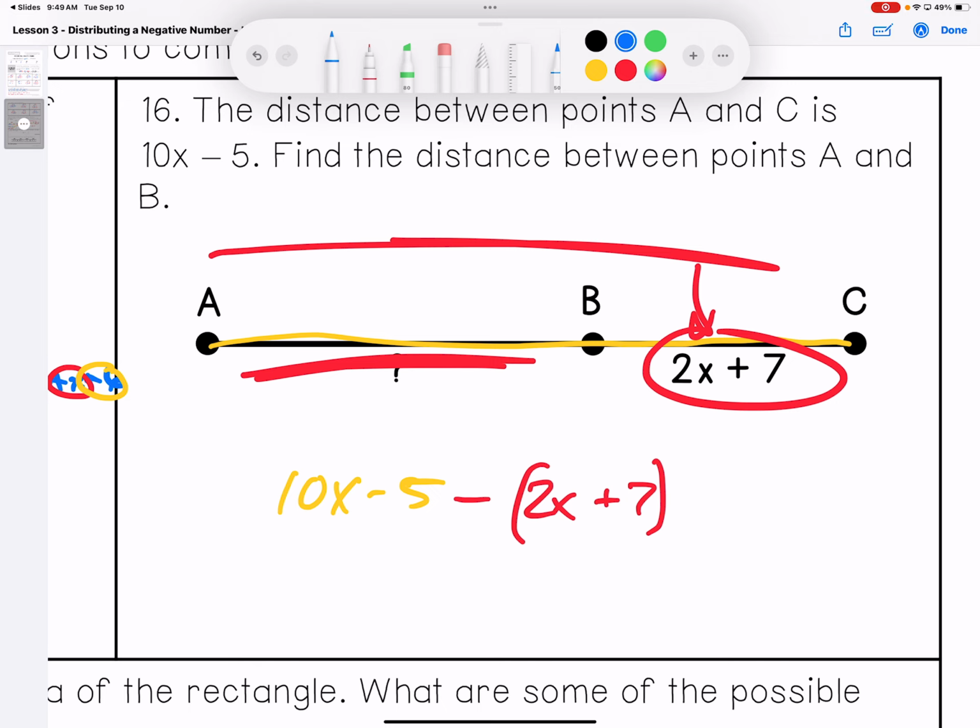Now, we have a distributive property there. So we have to take -1, 10x minus 5 minus 2x minus 7. Combine your x's and you get 8x. Combine your whole numbers and you get minus 12.